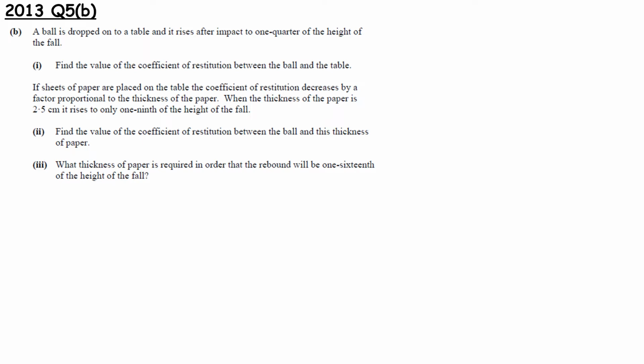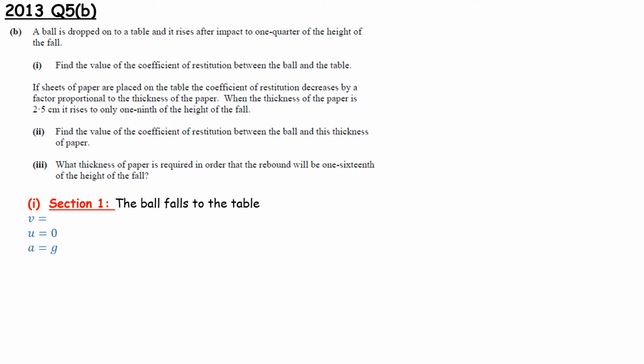Okay, so let's deal with the first part first. We have this idea of a ball falling onto a table. We've just done the ordinary level question, so you're going to see how this has then been brought up to a higher level standard. We've got absolutely no numbers. We just have this idea of 1/4 the height of the fall. So we're going to talk about the fall in general terms.